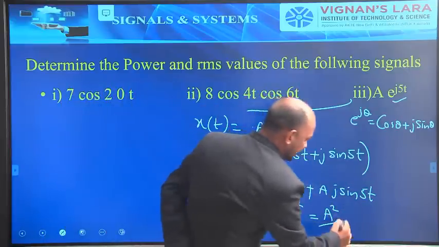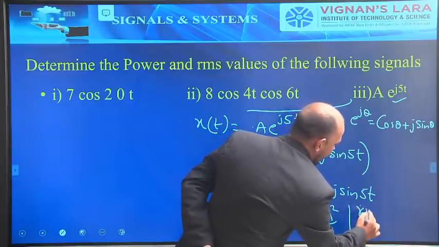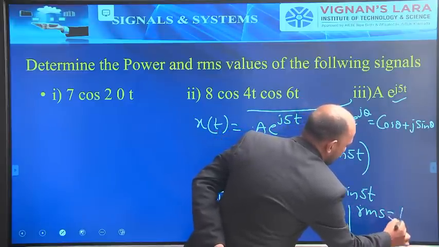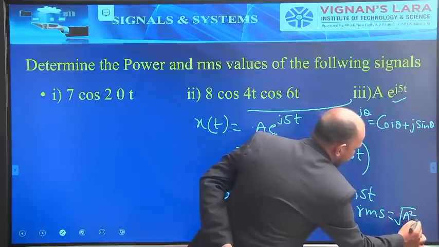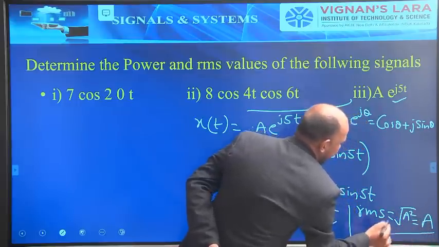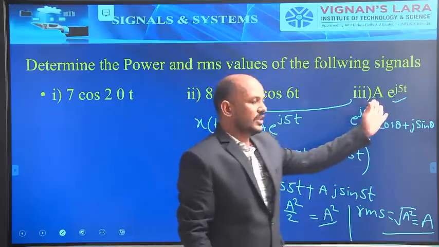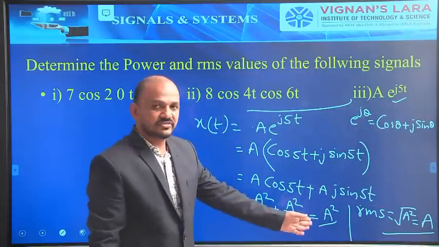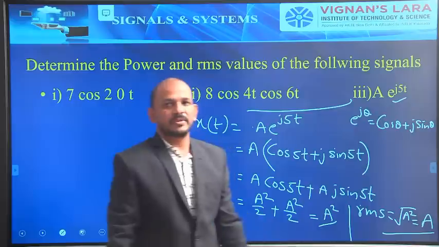I need the RMS value. So finally, the RMS value is equal to the root of the power value, that is, root of A square, which will be equal to A. Okay. So for this signal, the power value is A square, and for this signal, the RMS value is A.